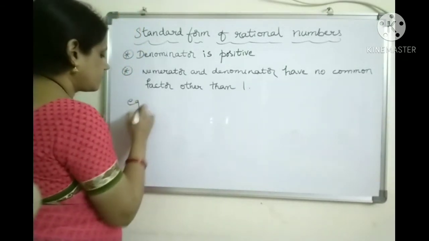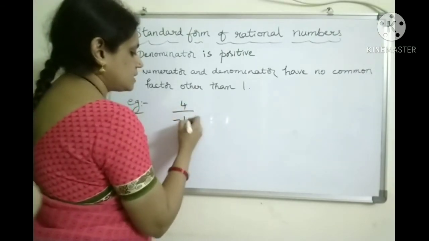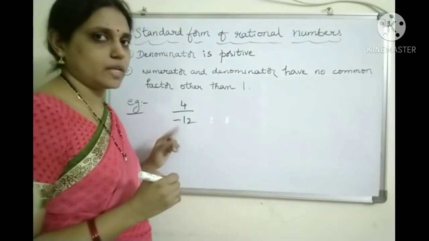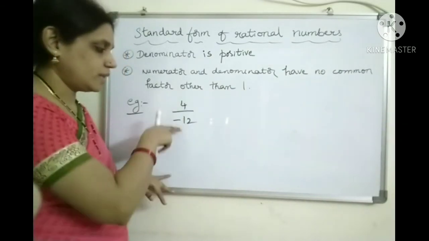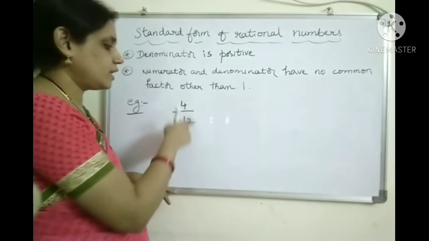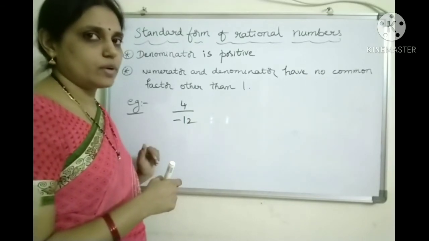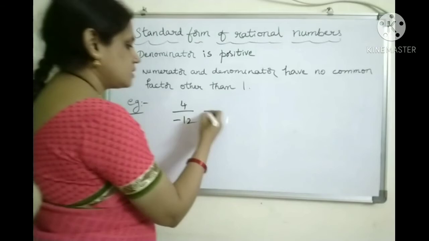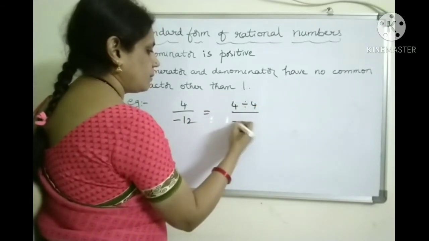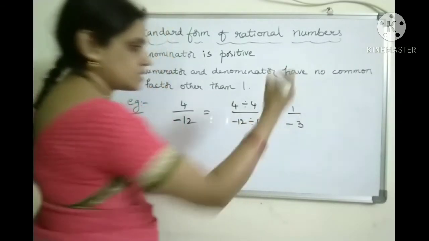So here, if I give 4 by minus 12. Okay. So now first you have to check, is it in standard form or not. It is not in standard form. Why? Denominator is not positive and they have the common factor also. Okay, 4 and 12, numerator and denominator, they have the common factor. So what is the common factor for 4 and 12? That is 4. So here 4 divided by 4 by minus 12 divided by 4, you will get 1 by minus 3.